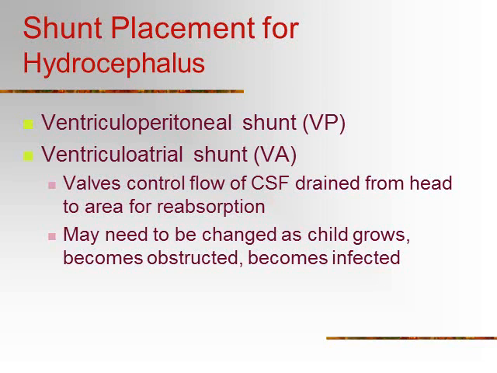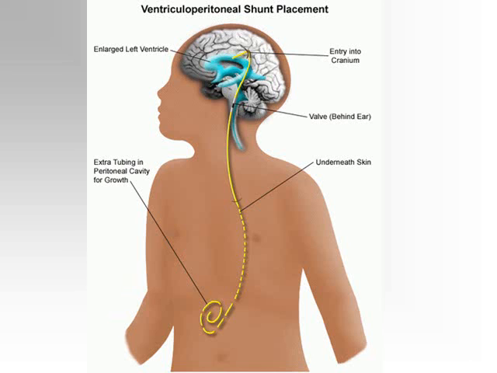So it may need to be changed as the child grows. Obviously, it's a tube, and so the child may outgrow it. Or it might become obstructed or infected, and you need to act quickly if that happens to a child with a VP shunt.